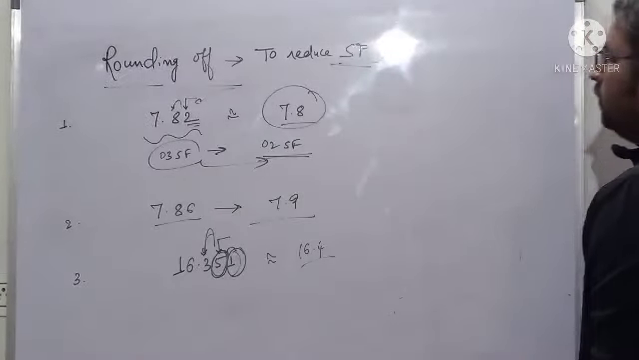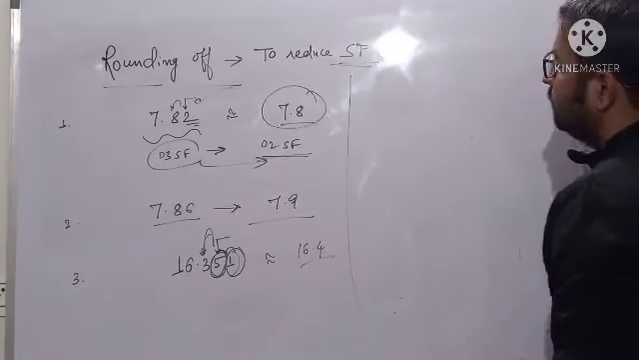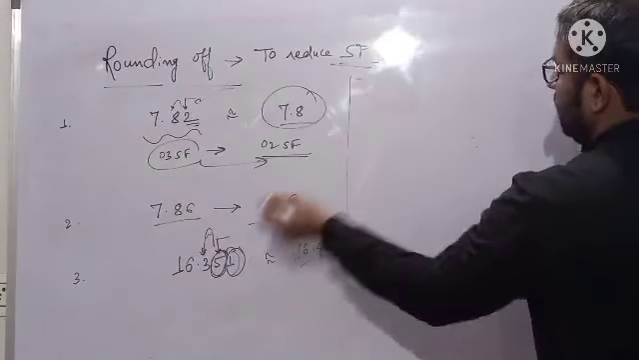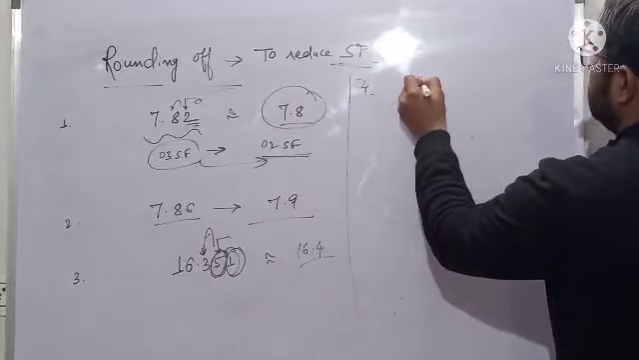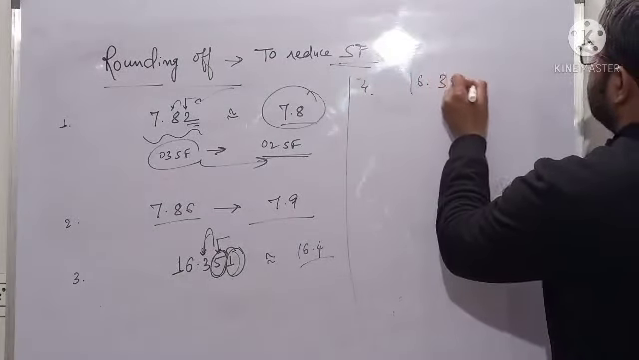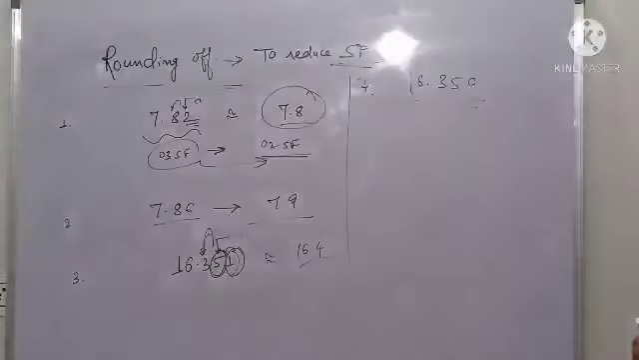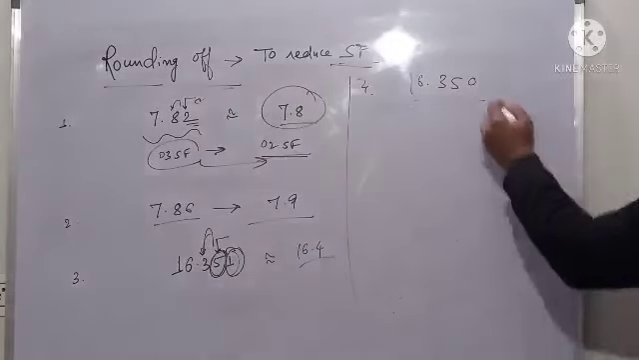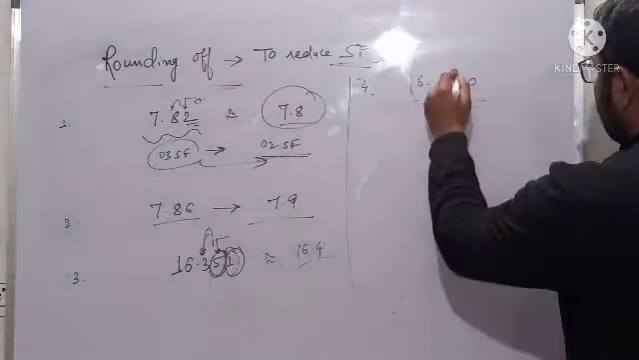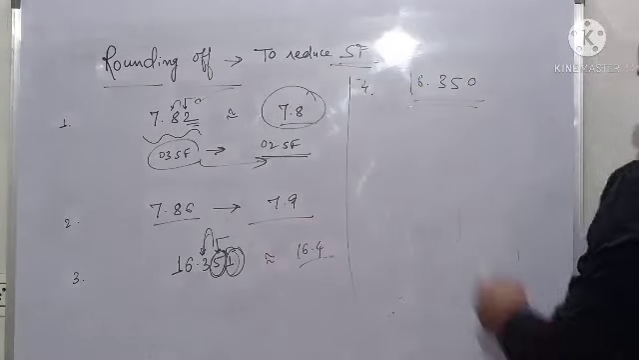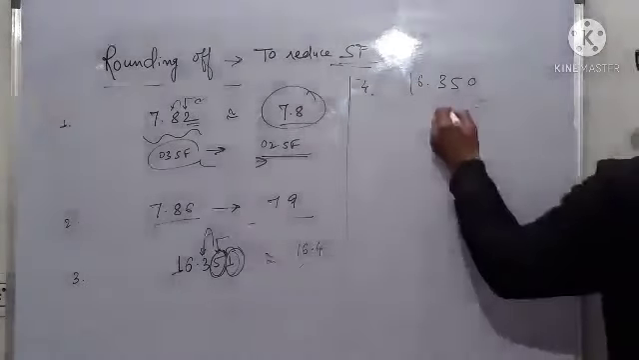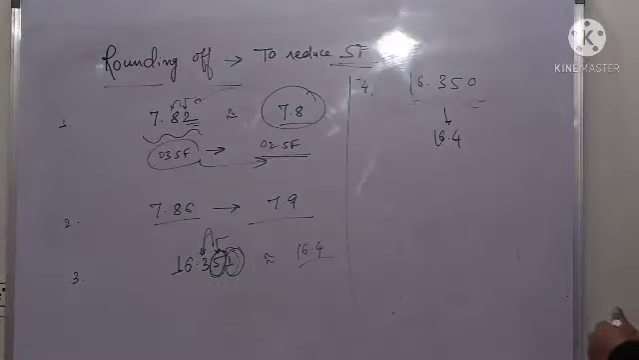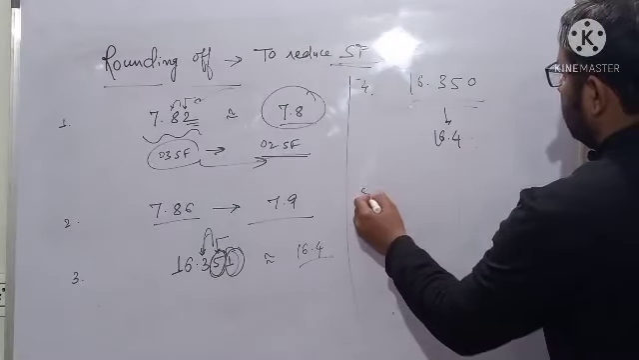Okay. Now what my rule number 4 says, suppose I take the same example, 16.350. If the digit to be dropped is 5 and it is followed by a 0, then the preceding digit, if it is odd, will be increased by 1 and it will become 16.4. Okay, this is my rule 4, and rule 5 is what?